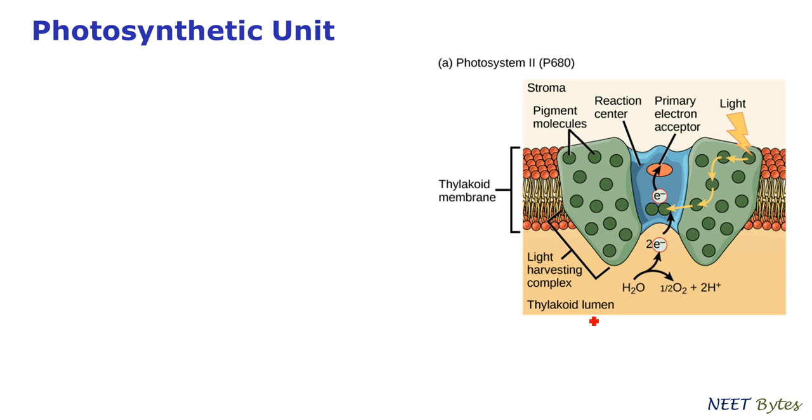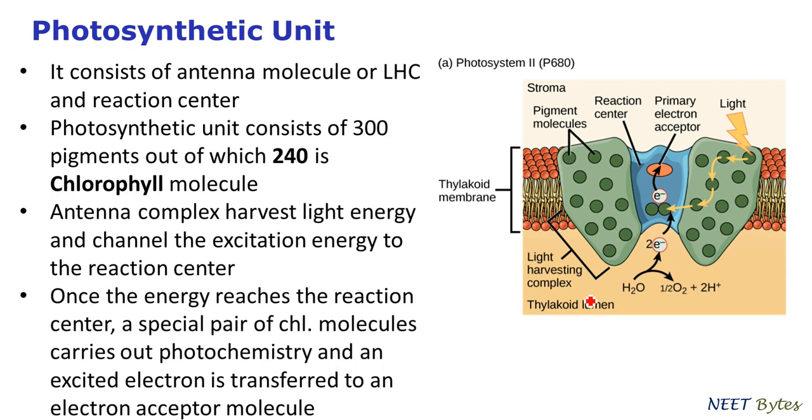Very quickly, let's discuss the photosynthetic unit. The photosynthetic unit consists of antenna molecules, which we also call LHC or light harvesting complex, and the reaction center, right? Just now we have seen the reaction centers, that is PS1 and PS2. Now let's acquaint ourselves with what exactly the photosynthetic unit is. The photosynthetic unit consists of 300 photosynthetic pigments, right? Out of those 300, 240 are chlorophyll and 60 are accessory molecules. So you can see there are 240 chlorophyll molecules, right?